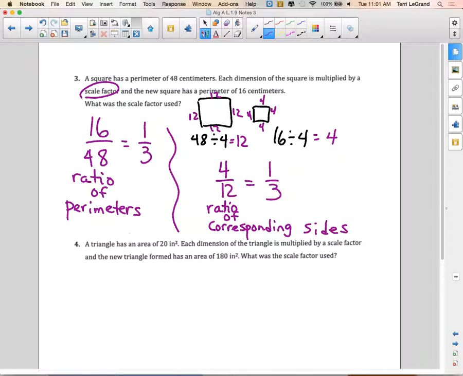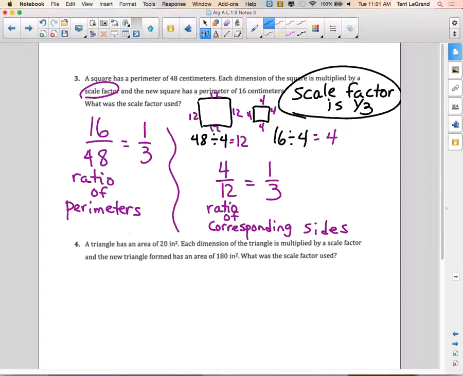It's 1/3. So somewhere we have to write that the scale factor is 1/3. The scale factor is 1/3. Okay. Everybody convinced? Okay.